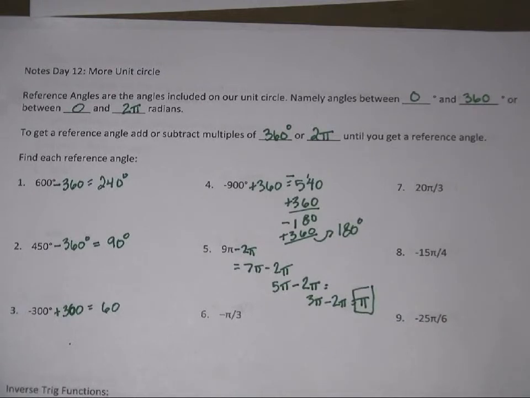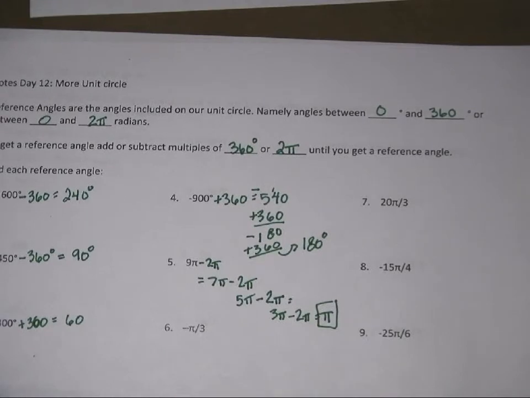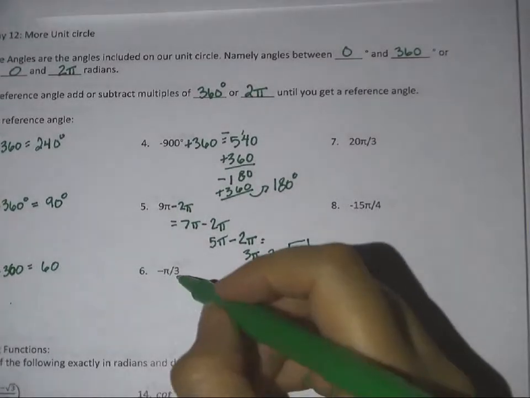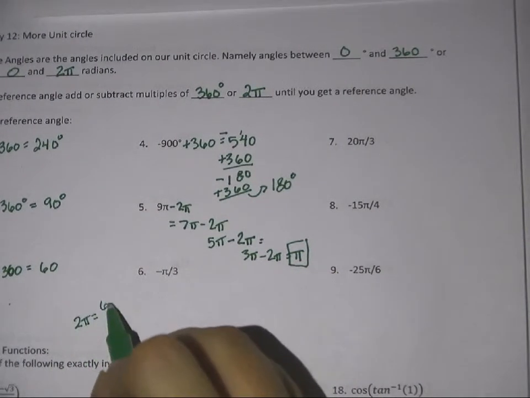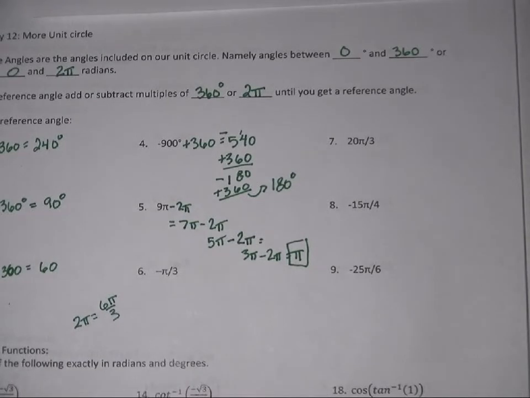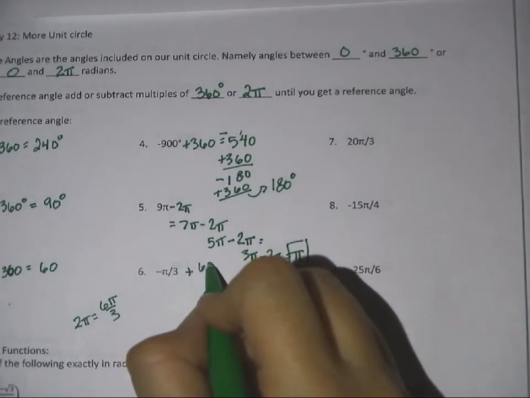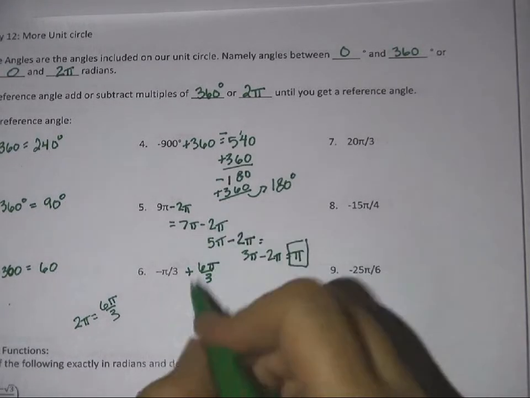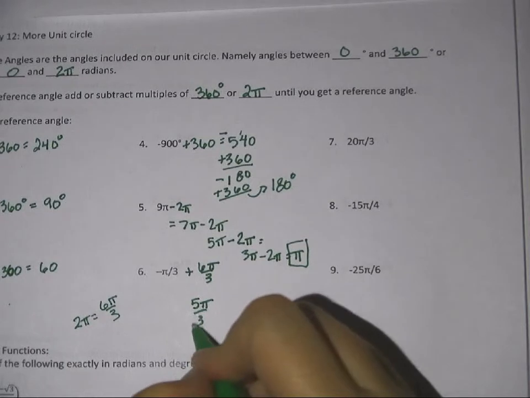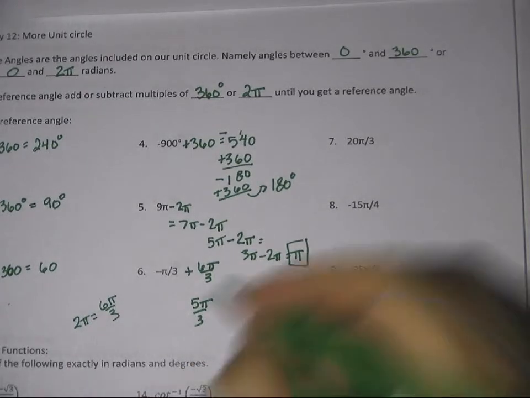Now, the only trick when I actually have fractions with my radians is I have to think in multiples of 2 pi. So 2 pi is the same thing as what with the denominator of 3? Well, 2 pi is the same as 6 pi over 3. So I'm going to use the 6 pi over 3 to add to this, because it's the same as my 2 pi. Well, -1 pi plus 6 pi makes 5 pi over 3. Just our plain fraction rules.